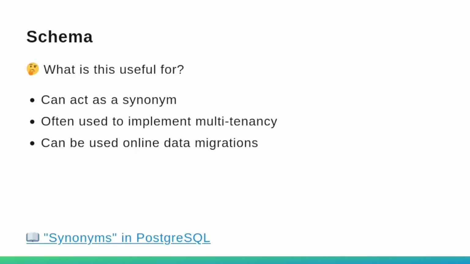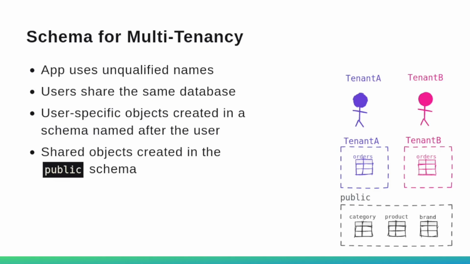This might be a bit confusing and you're asking yourself, okay, this is great, we get it, but what is this even useful for? Why would I want to reference different objects by the same name? As it turns out, it can be very, very useful. I want to present to you two very common use cases for using the search path and schemas in Postgres. The first use case is implementing multi-tenancy.